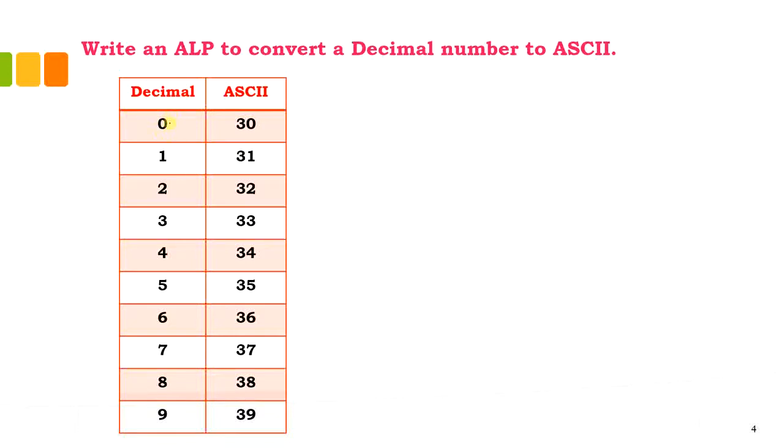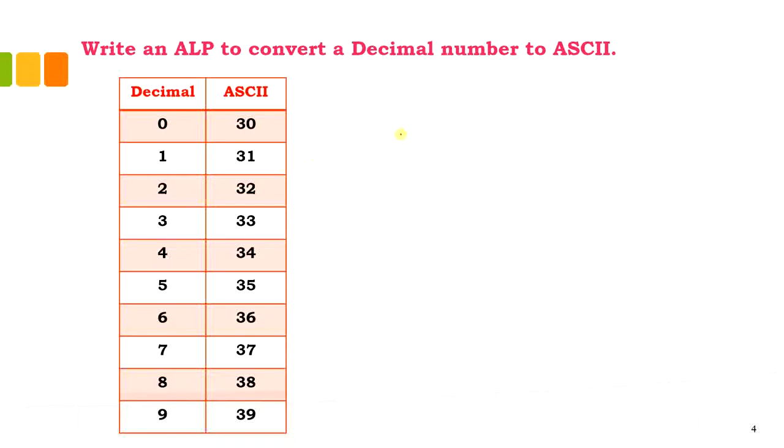So any decimal number can be converted into ASCII by the addition of 30. You can see here from the table, if you have the decimal number 0, if you add 30 to it, the ASCII equivalent will be equal to 30. 1 plus 30 becomes 31. 2 plus 30 becomes 32. 3 plus 30 is 33. 4 plus 30 is 34, and so on. So the number that you enter as an input should be a number between 0 to 9.